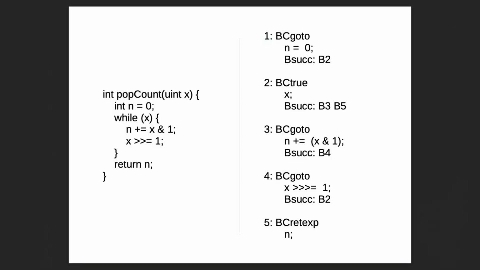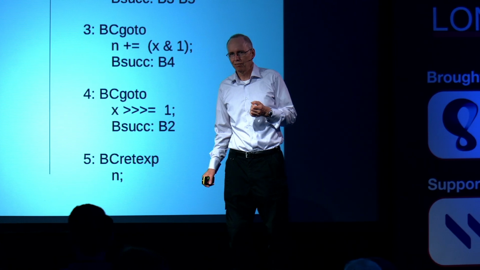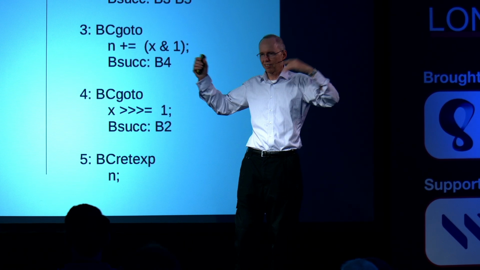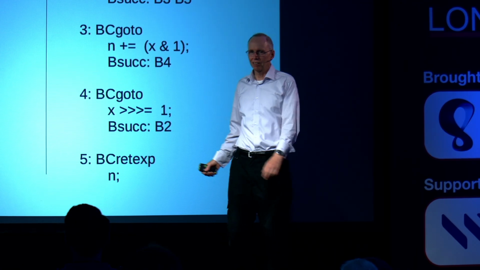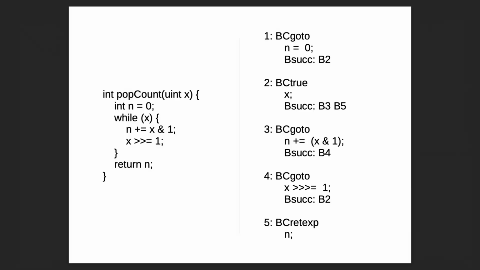So I thought I would actually use a real example for once, a function that actually did something useful. Pop count: everybody knows what pop count does, right? It counts the number of set bits in an integer. And so you can see what it looks like in the source code, and on the right, what it looks like in the intermediate code.